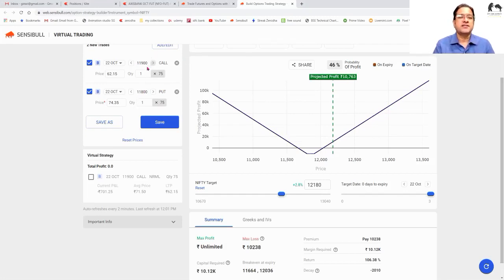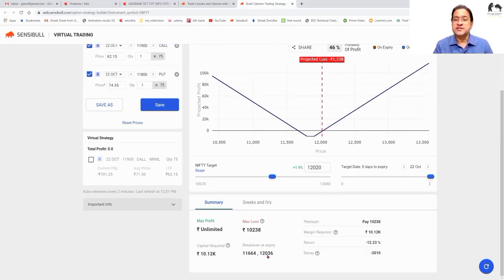Currently the market is trading at around 11,850, so 50 points above I have bought a call and 50 points below I have bought a put. Now, where does it look like? In the range of 11,664 and 12,036, I actually don't make any money. In fact, I'm losing, where I'll be facing the maximum loss. The capital required for this strategy is about 10.12.